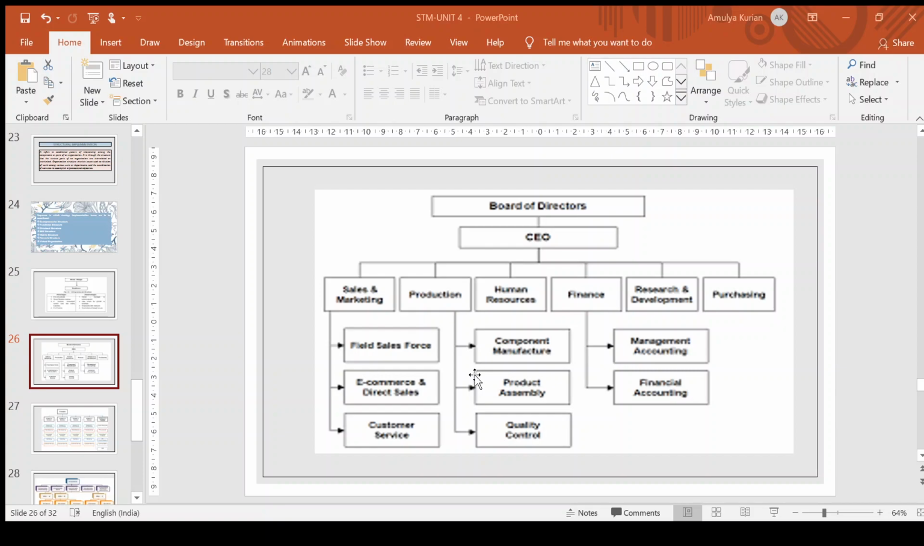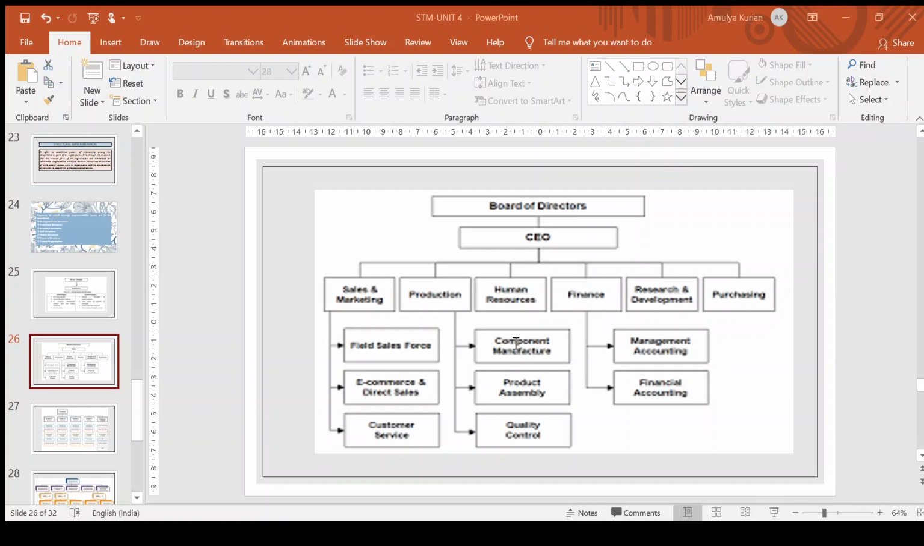It is suitable for medium-sized firms having a limited number of products. For example, the functions can be like sales and marketing, production, human resource, finance, research and development, and purchasing. So the process of functional differentiation may continue through successive levels in the hierarchy. There are different levels, if you can see. So this is mainly used for medium level organizations.